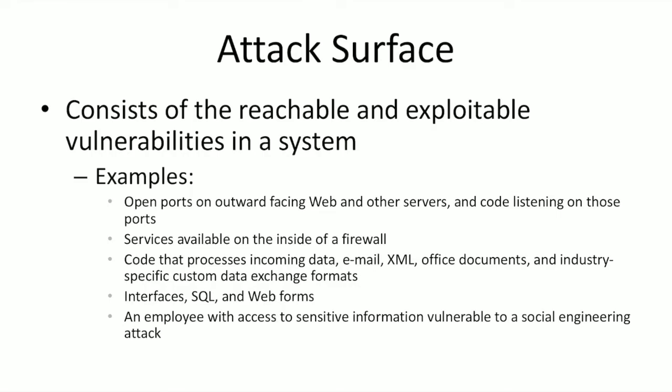Examples of attack surfaces include open ports on outward-facing web servers and other servers, and code listening on those ports; services available on the inside of a firewall; code that processes incoming data, email, XML, Office documents, and industry-specific custom data exchange formats; interfaces, e.g., user interfaces, SQL and web forms where a user can enter information; as well as an employee with access to sensitive information vulnerable to a social engineering attack.